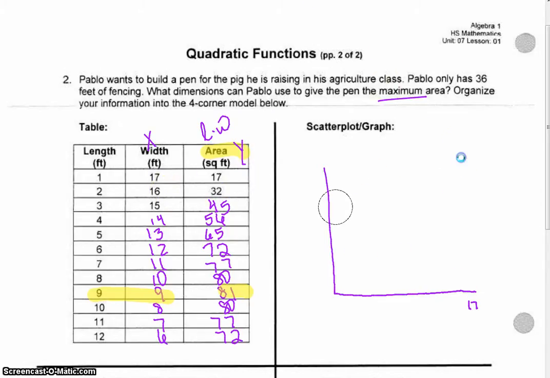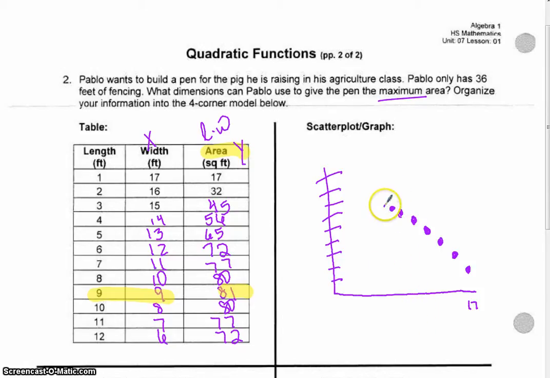You got to plan ahead, right? This is where you got to look. I've got to get up to 81. So I probably want to go 10, 20, 30, 40, 50, 60, 70, 80, 90. So at 17, it's 10, not quite 20. At 16, it's 10, 20, 30. At 15, it's going to go 45. At 14, it's going to go 56. At 13, it's going to go 65. At 12, it's going to go 72. At 11, it's going to go 77.